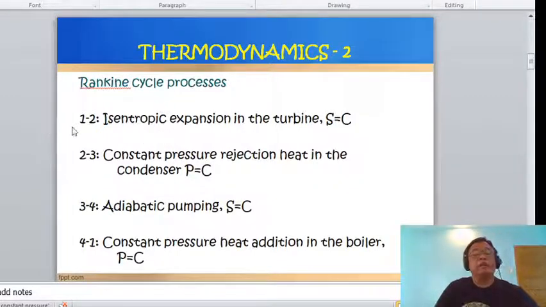Okay? So during the change in phase of the steam to water, there is a great amount of heat that is removed. Okay? So another is 3 to 4, adiabatic pumping. So again, the process is isentropic. And then 4 to 1, the constant pressure heat addition in the boiler. So take note, class, that the Rankine cycle is composed of two isentropics and two constant pressure processes. Okay? So take note, class, two isentropics and two constant pressures.